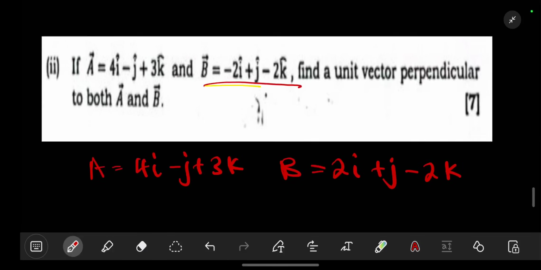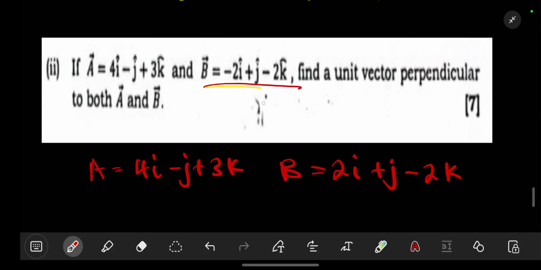The vector that is perpendicular to both a and b, don't get this confused. We are looking at the cross product. If they say two vectors a and b are perpendicular to each other, that means they are just two vectors.